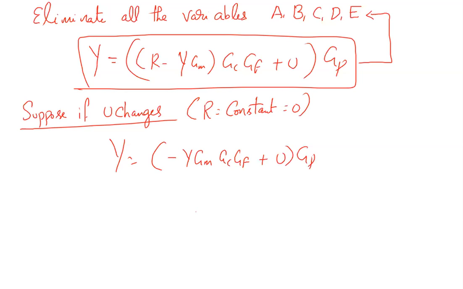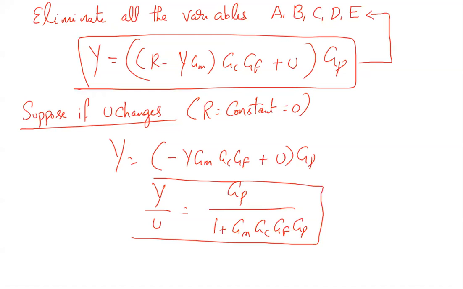Then what happens? What is Y by U from this one? What is Y by U equal to? GP by 1 plus GM GC GF into GP.